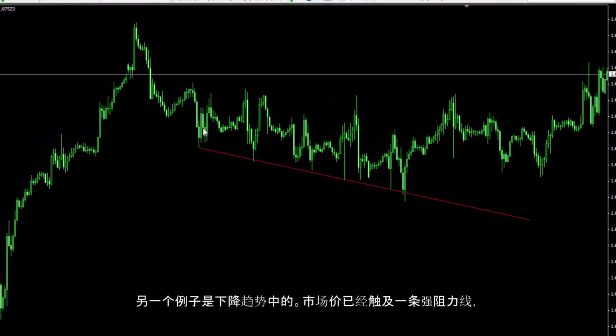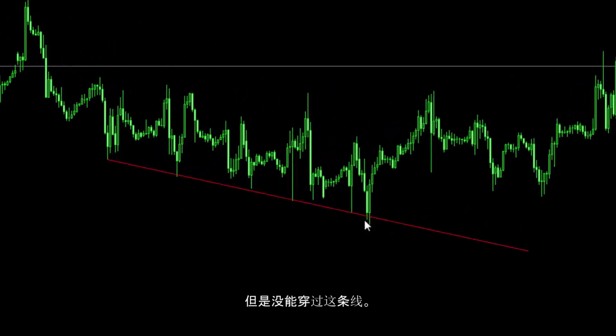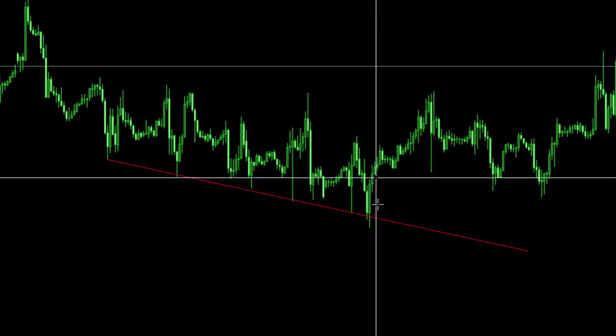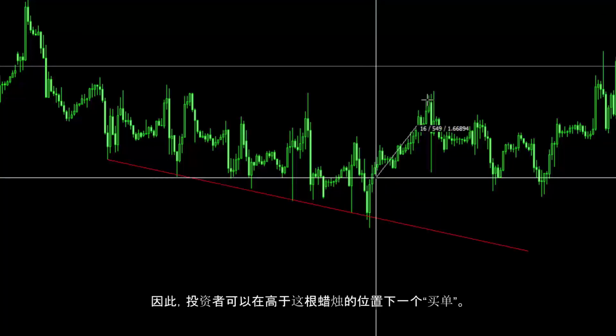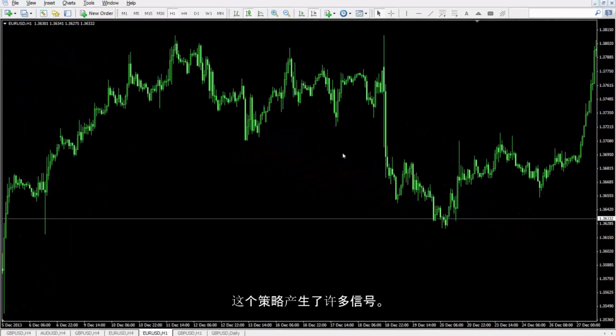Another example, on a downward trend, market price has touched a powerful resistance line. However, this resistance line could not be crossed. At a certain point near the resistance line, a powerful engulfing or piercing line has formed. Thus, a trader could place a buy order over the given candle. There are numerous signals generated by this strategy.